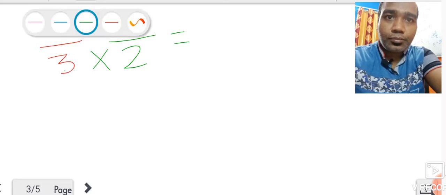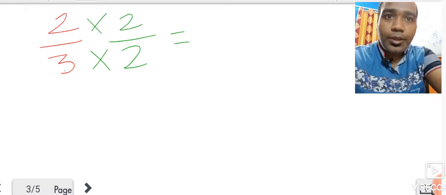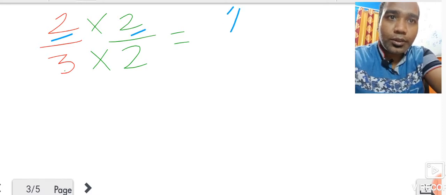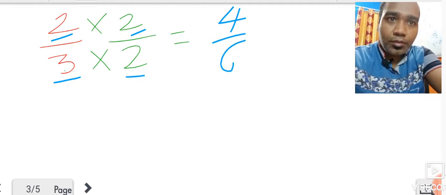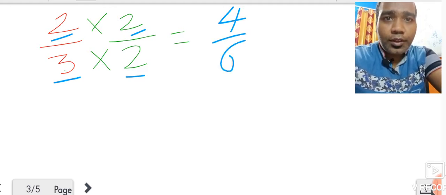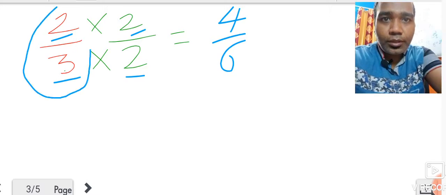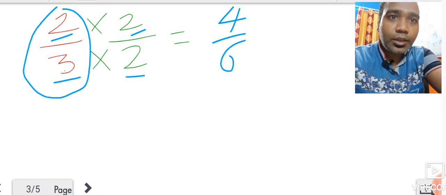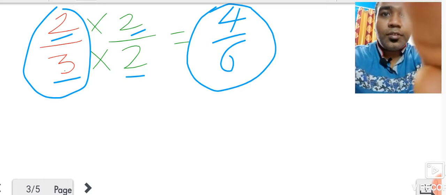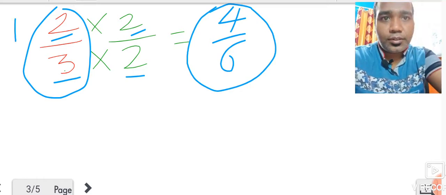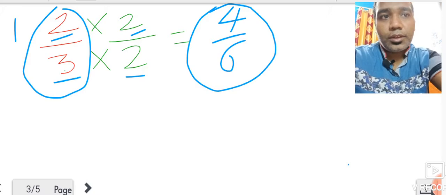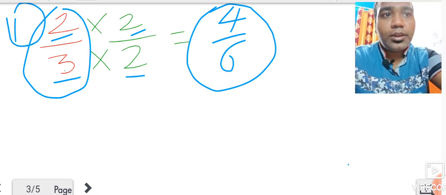Now if we multiply both by the same number, 2 into 2, how much will we get? We'll get 4. And 3 into 2, how much will we get? We'll get 6. So the equivalent fraction of 2 by 3 is 4 by 6. This is the first equivalent fraction.